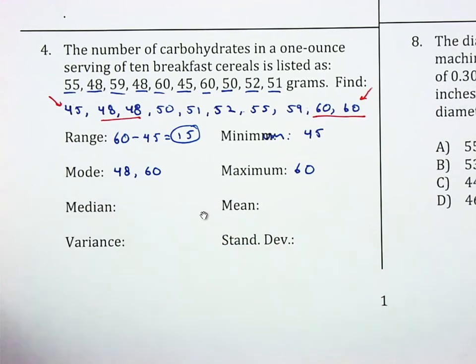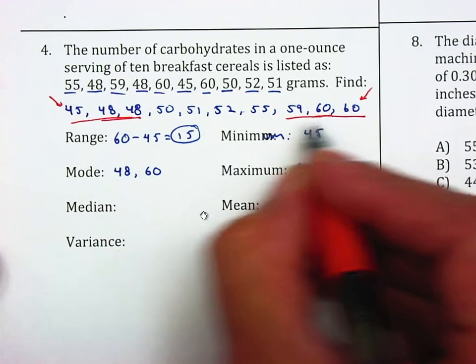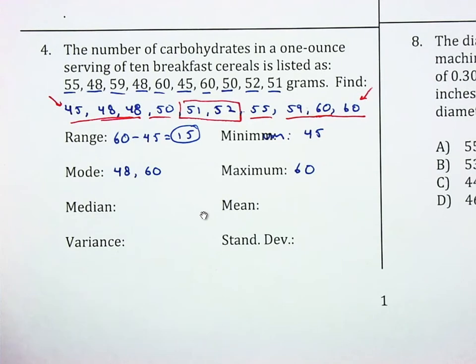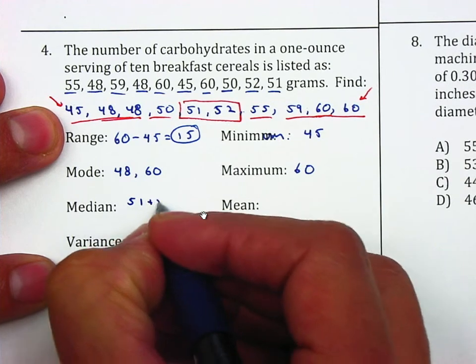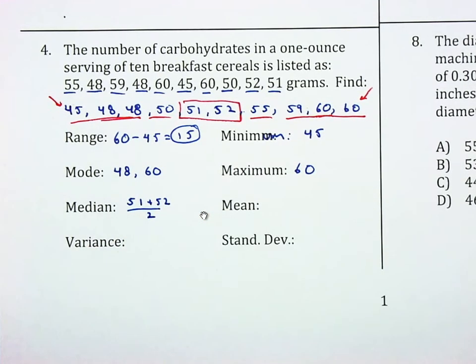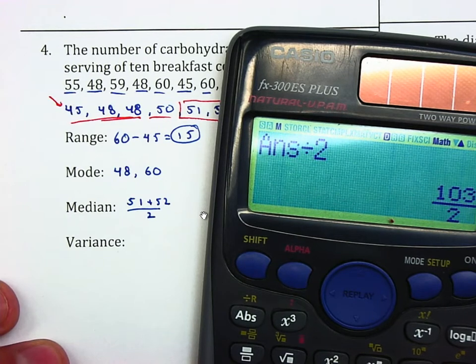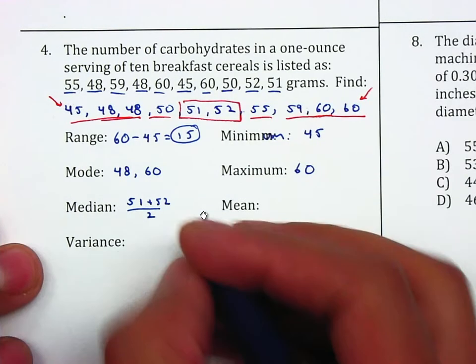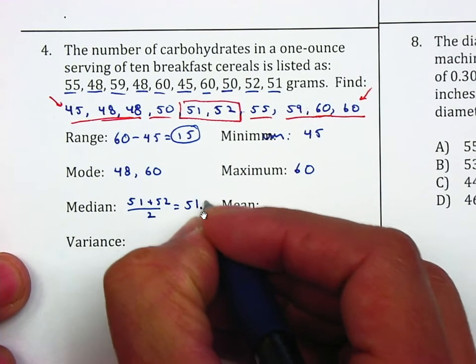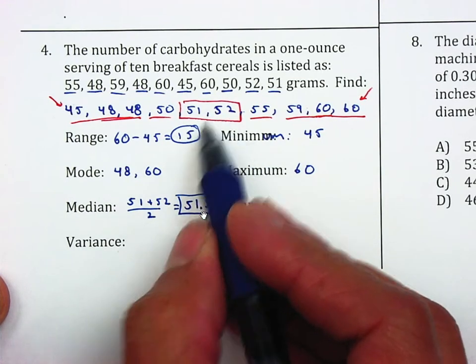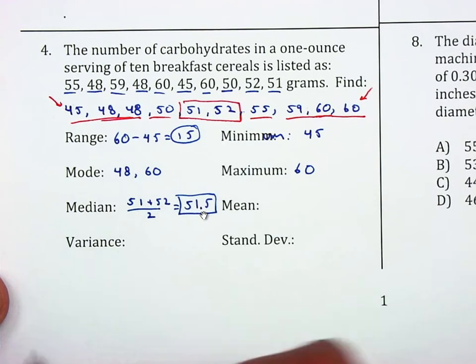Median is the one in the middle. So let's have 3 here and 3 here, 1 and 1. So I have two numbers in the middle. Therefore, in order to find the median, I'm going to add them both and divide by 2. And you're able to use a calculator. So 51 plus 52 divided by 2 will be 51.5. So your median will be 51.5. If there's only one number in the middle, then that's it. But if you have two, you add them up and divide by 2. Just take the average of them both.